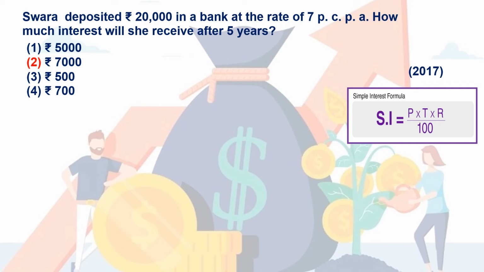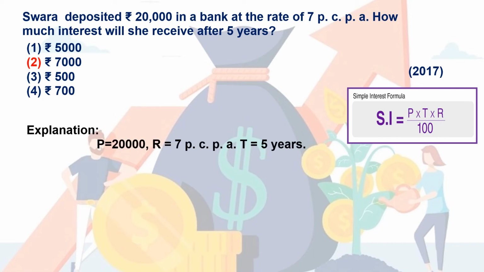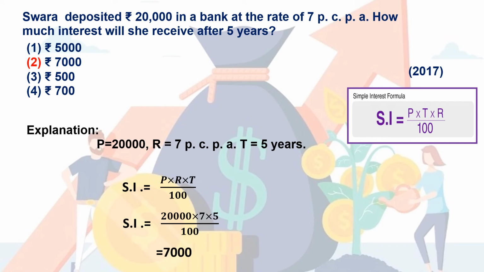This is the formula that you are supposed to use. Simple interest is equal to P into T into R upon 100. Principal is given to you, rate is given to you and time is given to you. Formula is simple interest is equal to P into R into T upon 100. Principal is 20,000 into rate is 7 and time is 5 upon 100. You cancel out the zeros, multiply the remaining numbers, you will get 7,000 rupees. So the correct answer is option number 2, that is 7,000 rupees.